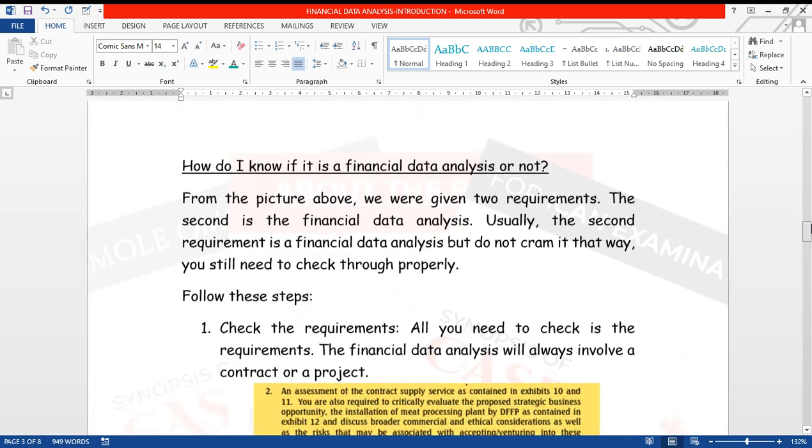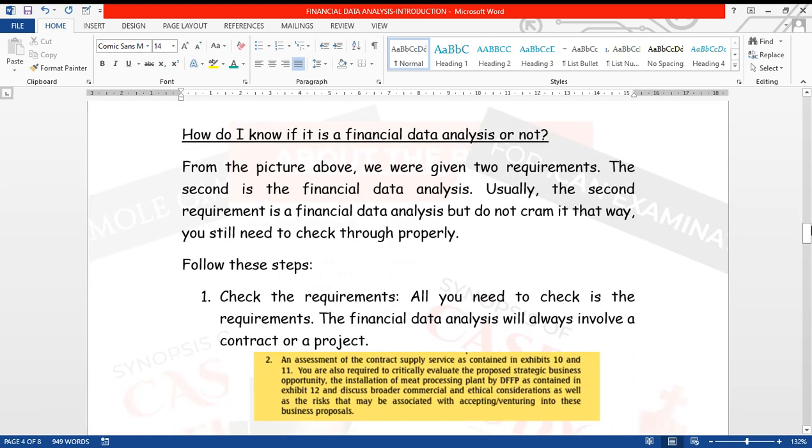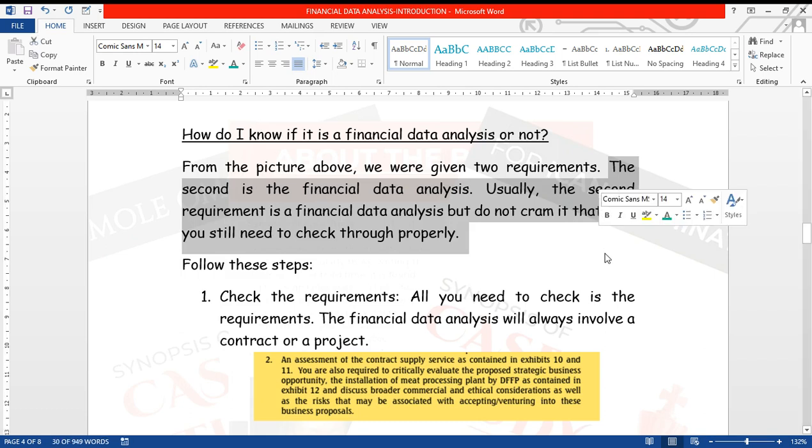Yes. So the question is, how do I know if it's a financial data analysis or not? From the picture above, we're given two requirements, right? The second is a financial data analysis. Usually, the second requirement is a financial data analysis, but do not cram it that way. You need to check properly. There are some signs and keys, some steps that you can follow to determine whether you are doing a financial data analysis or not. I'll be showing you those steps in this video.